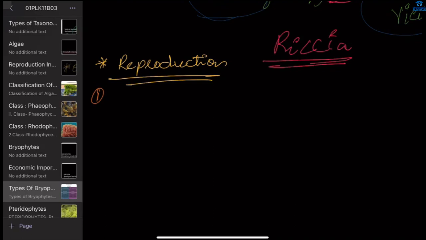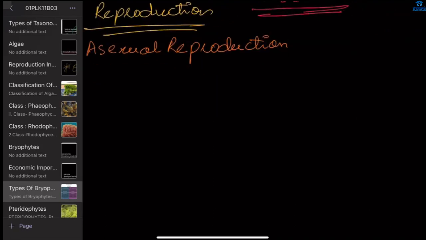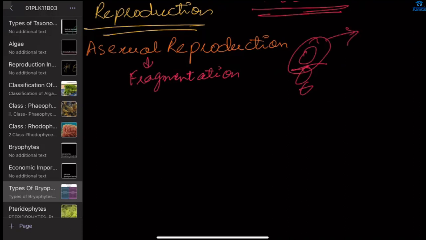So first we will see the asexual one. Asexual reproduction occurs by the process of fragmentation. And how does fragmentation occur? Basically, fragmentation is the falling of some part from the main plant body, and the part that falls forms a whole new organism. So this is the whole process of fragmentation.